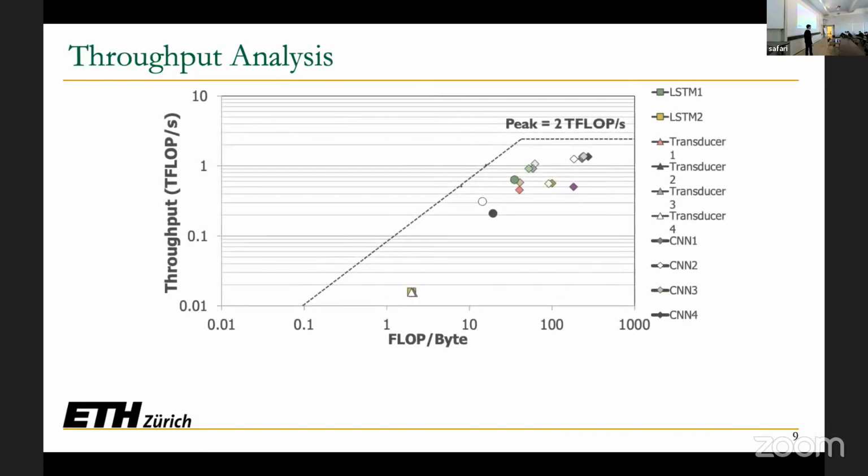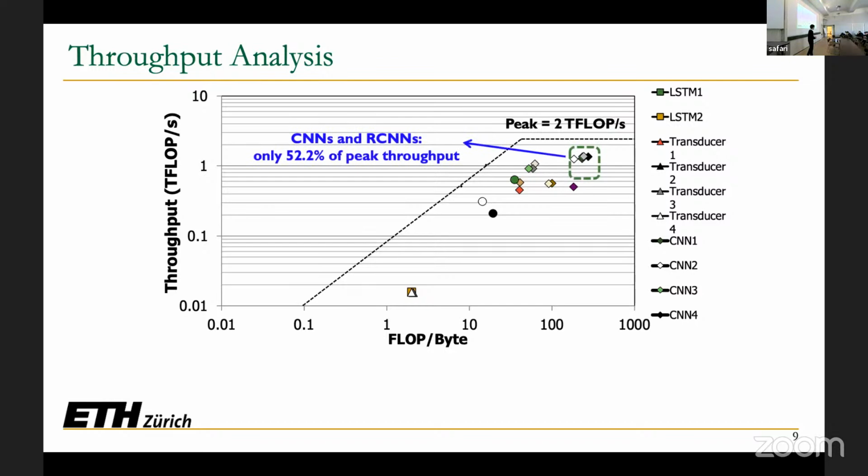For the throughput analysis, we have the following graph, which has the vertical axis measured in teraflops per second, and the horizontal axis in flops per byte, where a flop is a floating point operation. The dotted line is called the roofline, and that is the theoretical peak. And then each data point is a neural network model tested.